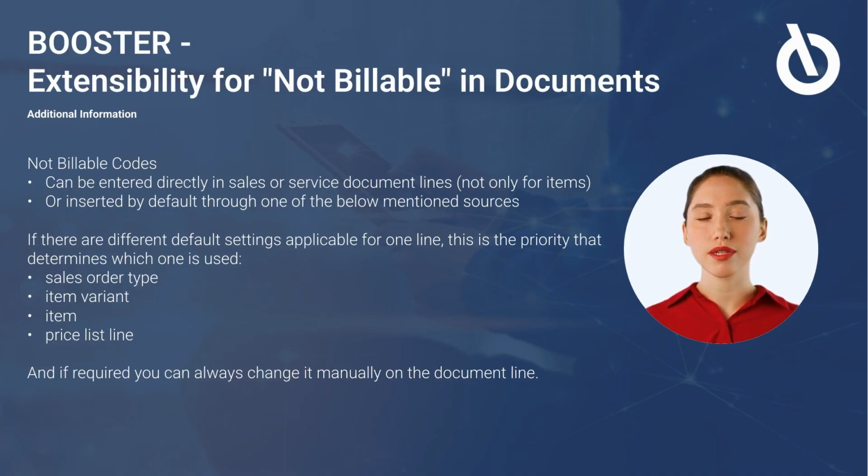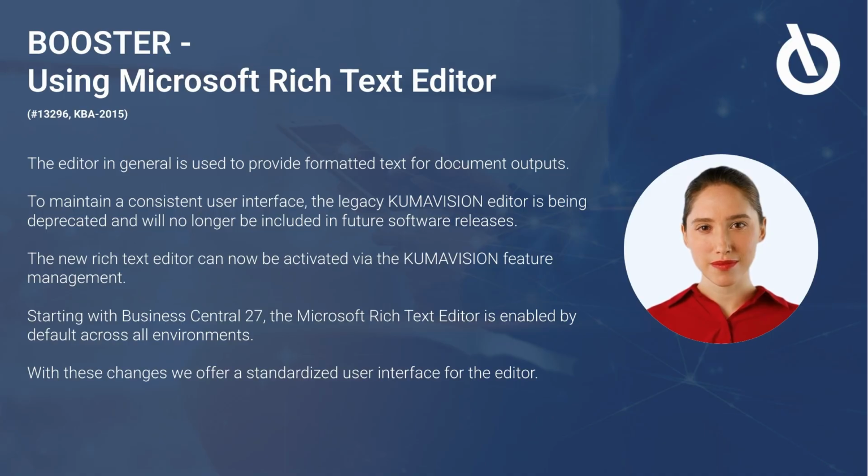If not billable codes are stored at several sources, this results in the following priorities: sales order type, item variant, item, and last price list line. If required, this defaulting can be overwritten manually on the document line.